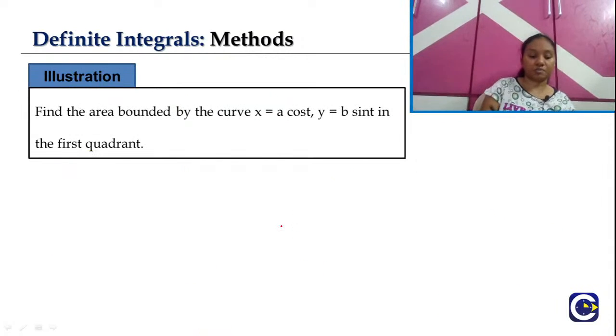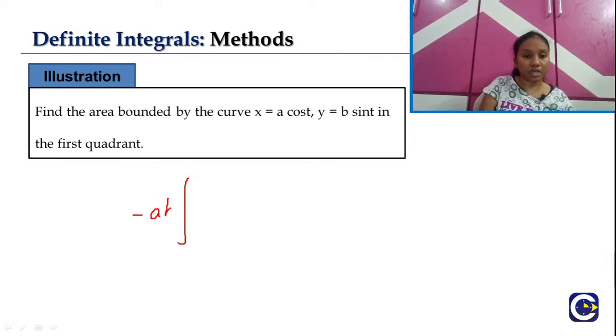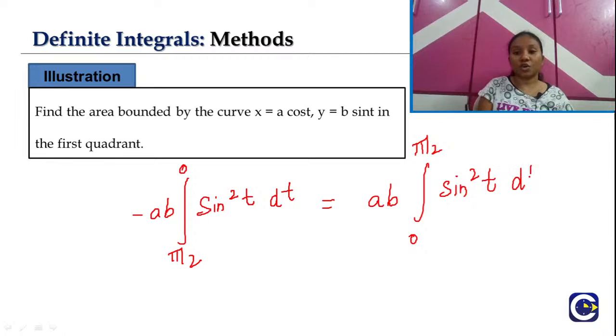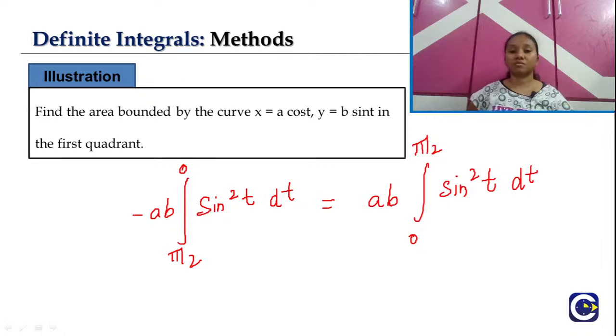I'm just erasing this part. So we have remained with minus ab sine square t dt from pi by 2 to 0. So now what I'll do, I'll just interchange this limit so that I can change my sign here. So now it will be ab integration from 0 to pi by 2 of sine square t. So did you guys remember something related to our Wallis formula right now?